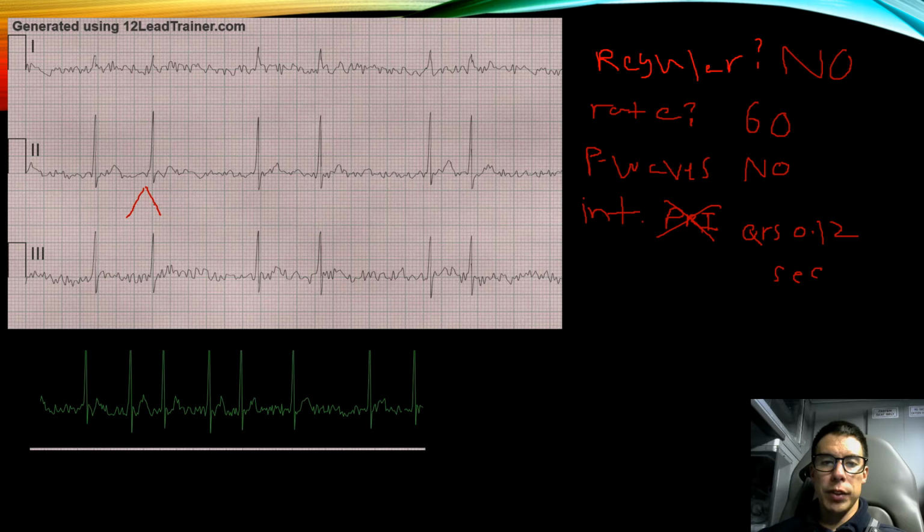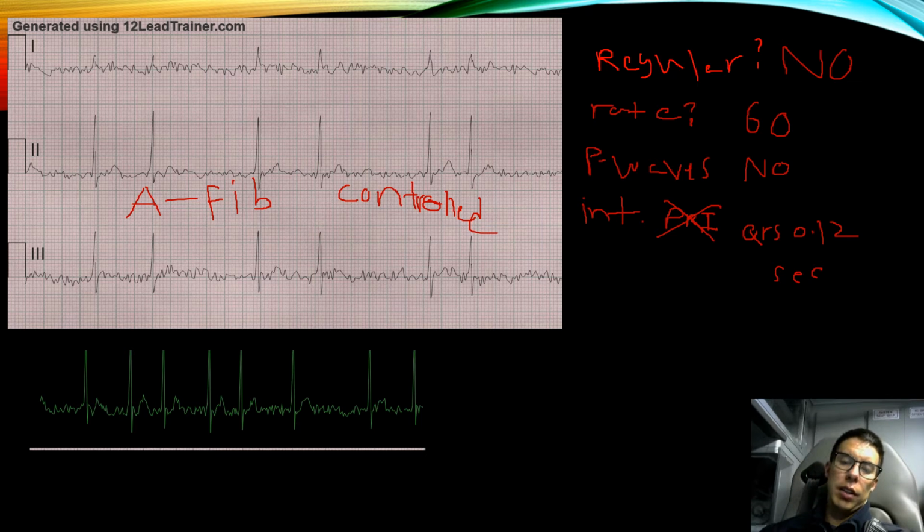And if you remember what we were talking about at the beginning of this rhythm, is this going to be controlled or uncontrolled? This will be controlled. Why? Because it is less than 100 beats per minute. So we'd refer to this as afib controlled. Controlled. Alright.